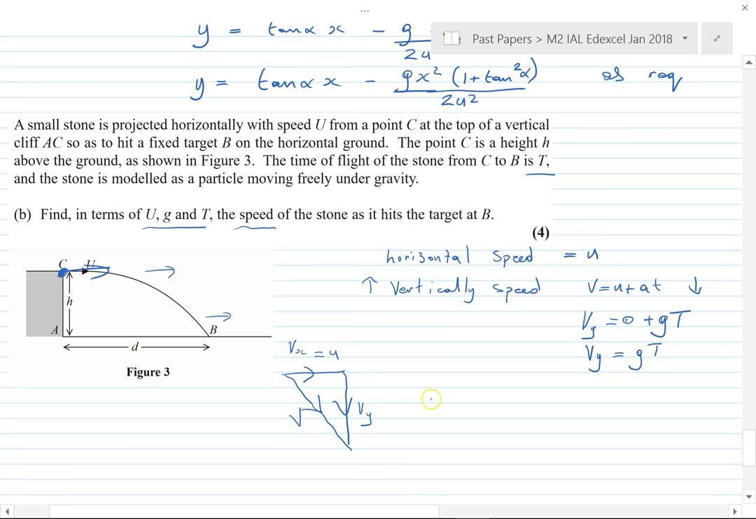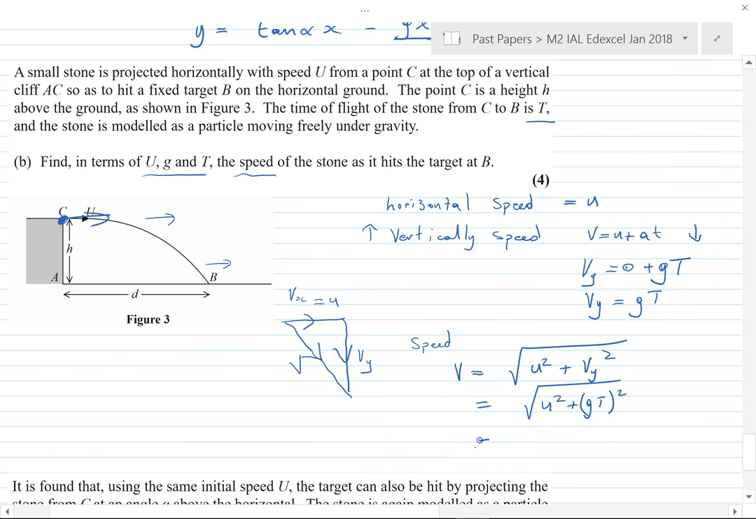So the overall speed is V, and it's the square root of these two added. So that's the square root of U squared plus VY squared, which is the square root of U squared plus (GT) squared. V is equal to the square root of U squared plus G squared T squared. Okay, so that's part B. And then finally to part C.